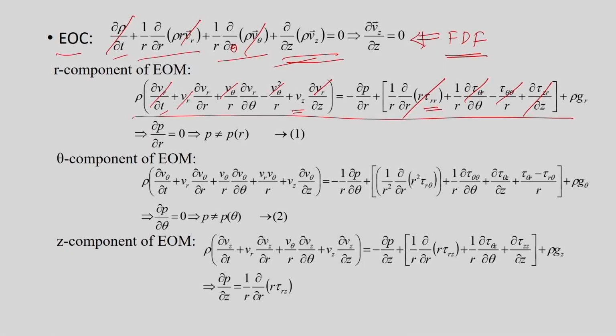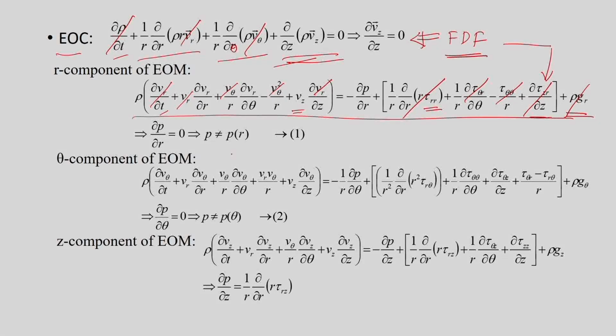Tau zr is a function of Vz and Vr. Vr is not existing, but Vz may be there; however, this term is 0 because of the fully developed flow, that is, dou by dou z of anything is 0 because of these fully developed conditions. Now, another term is the gravity. In this geometry we have not taken any gravity terms.